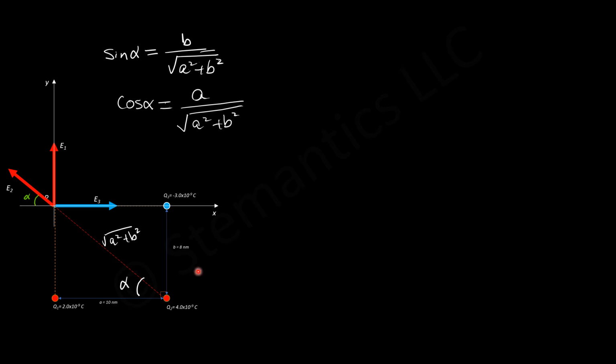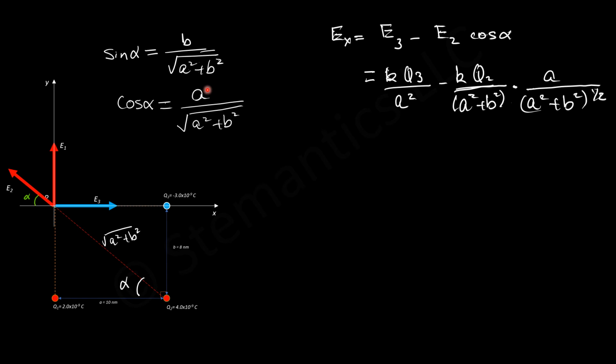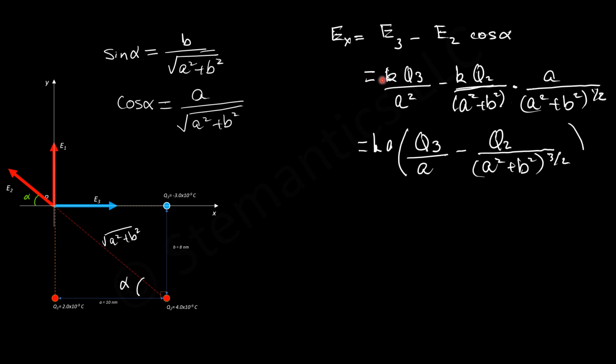So it's easy. Whenever I see a sine alpha, I substitute it with b over the square root of a squared plus b squared. Same for cosine alpha with an a on top. And now I write what Ex is. Again, it's E3 minus E2 cosine alpha. I plug them in here. This was the cosine alpha. Then I take out a Ka from both terms. That will make an a cubed down here instead of an a squared. And I put it in this form.